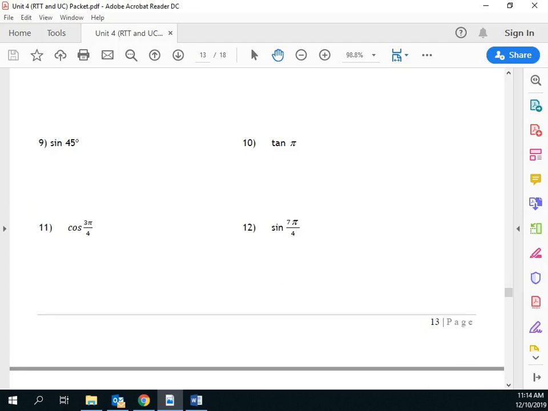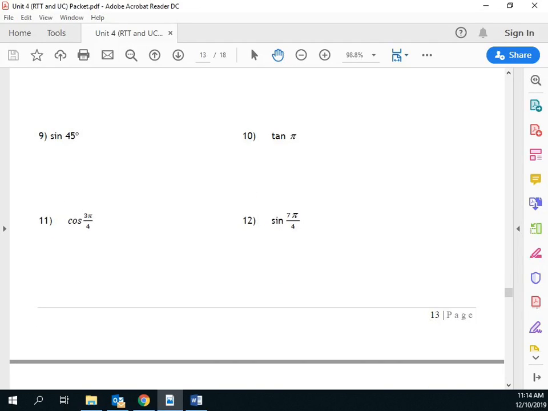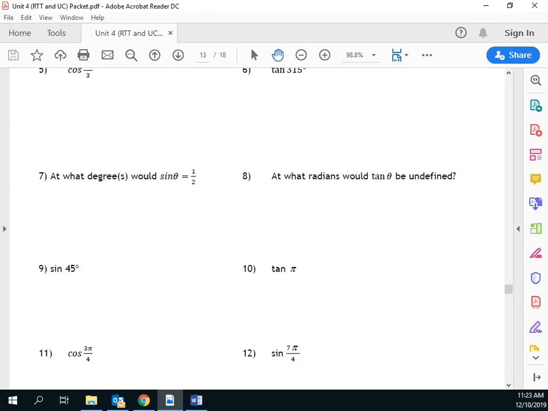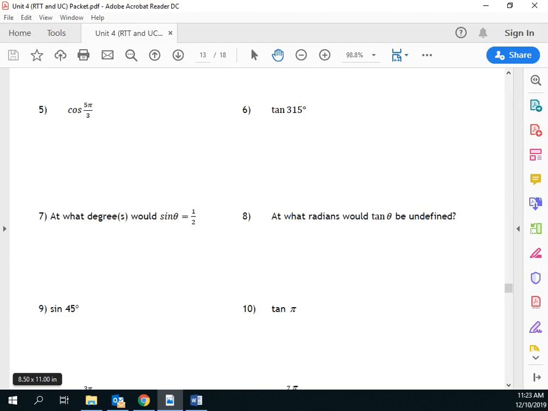Skip 7 and 8, and I want you guys to do 9 through 12. At what degree would sine equal 1/2? Well, go to your square root, guys. Where do you see sine being, and it says degrees, so what degree is sine 1/2? 30. So basically we have the sine of 30 equals 1/2.